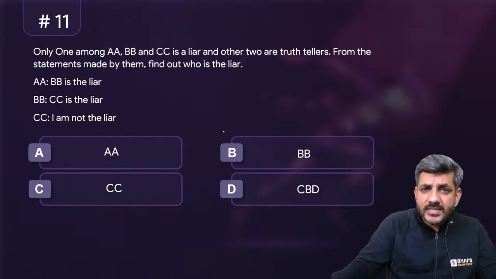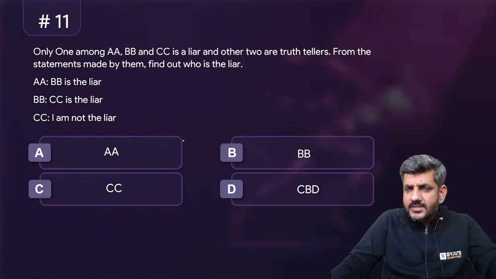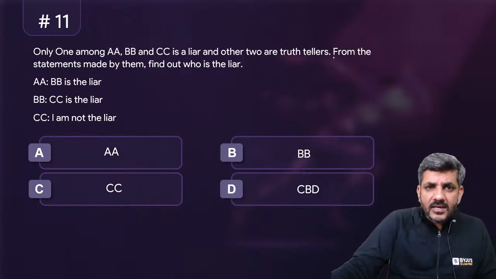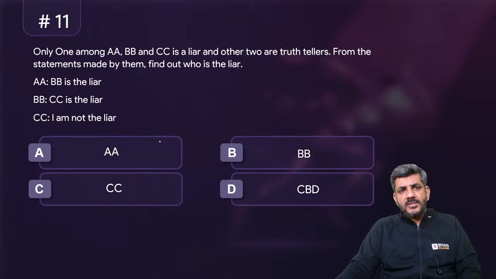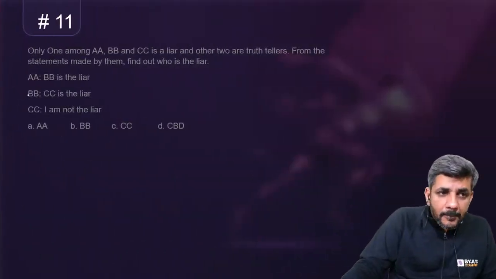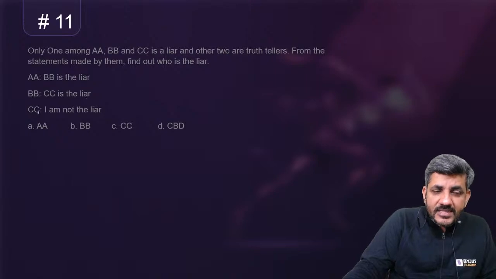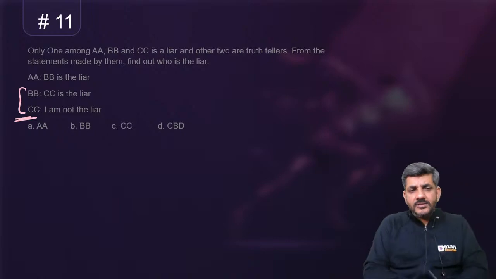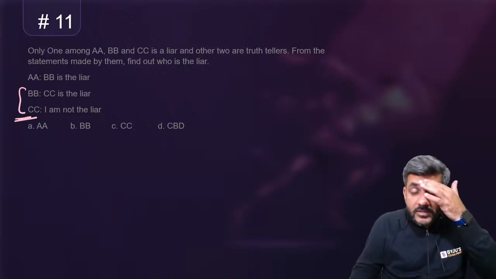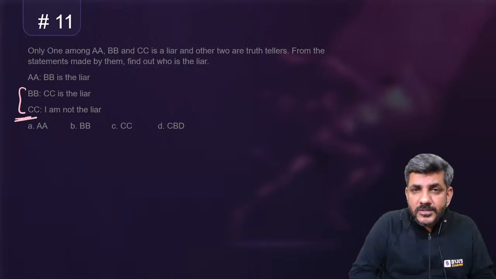ध्यान से सुनिएगा क्या सही तरीका है करने का क्वेश्चंस को. इस तरह क्वेश्चंस को करने का यही तरीका होता है. Only one among them is a liar and the other two are truth teller. From the statement made by them, find out who is the liar. Okay? ध्यान से सुन. BB says CC is the liar and CC says I am not the liar. Can I say one of them is definitely a liar? Is that right? They both are not speaking truth because if they both would have been speaking truth, they both would be saying the same statement.